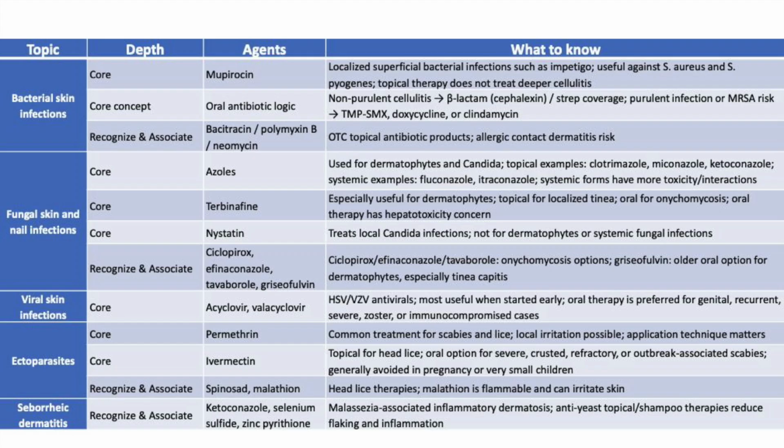So mupirocin treats localized superficial bacterial infections such as impetigo, but topical drugs do not penetrate deeply enough to treat cellulitis. Non-purulent cellulitis usually needs streptococcal coverage with beta-lactams such as cephalexin, while purulent infections require drainage and consideration of MRSA-active drugs. Neomycin and bacitracin are notable causes of allergic contact dermatitis.